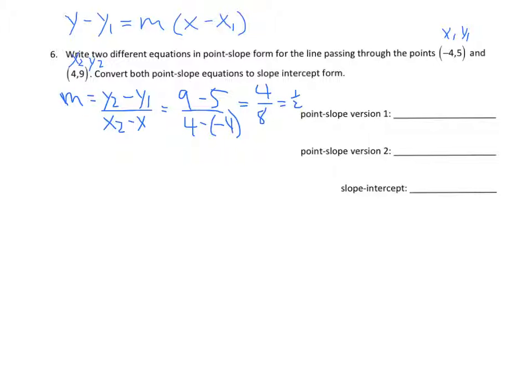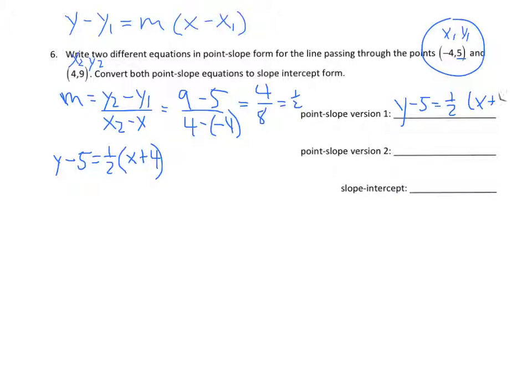Now, to write this equation in point-slope form, I have 2 points and the slope. So I could actually write this point-slope equation in 2 different ways. Using the first point, I would get y minus the y-coordinate, which is 5, equals the slope, which was 1/2, times x minus the x-coordinate, which is negative 4. When you subtract negative 4, it becomes plus 4. So that's one point-slope equation.